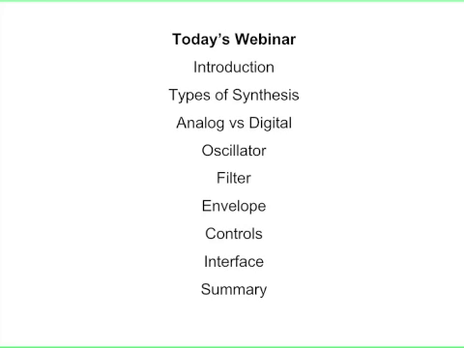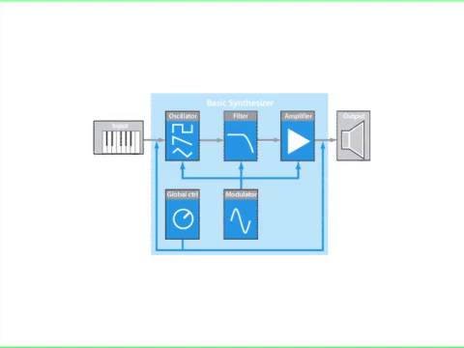After the introduction, we're going to talk about types of synthesis. We'll look at definitions of analog versus digital synthesizers. And then we'll get into the components of synthesizers. We'll look at the oscillator, filter, envelope, controls, the interface, and then we'll summarize what we covered tonight. So a lot of information, a lot of terms tonight, but there will be a summary at the end.